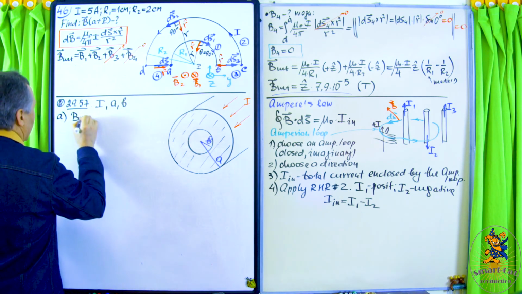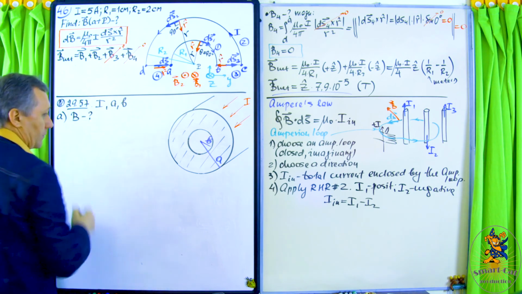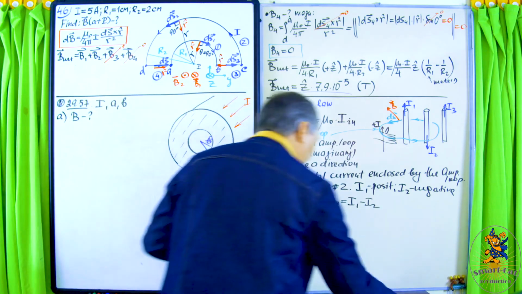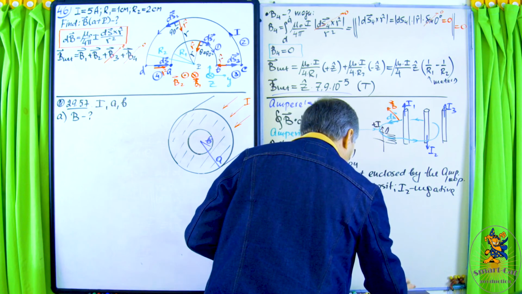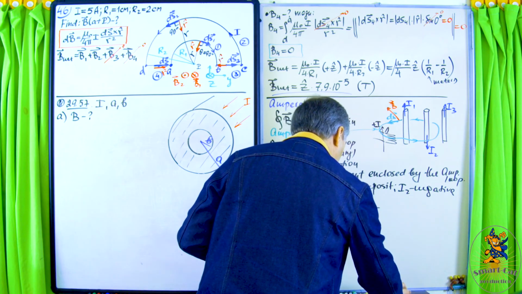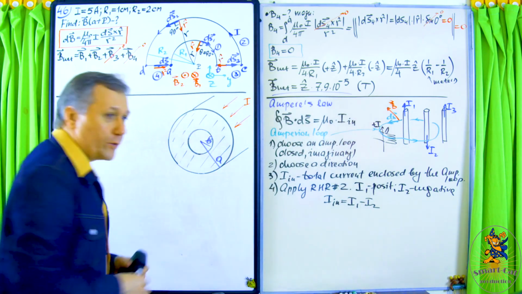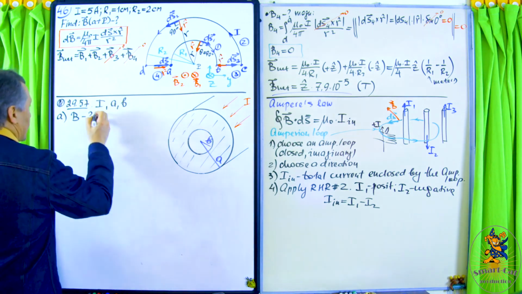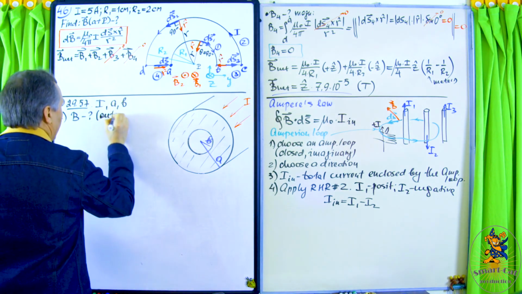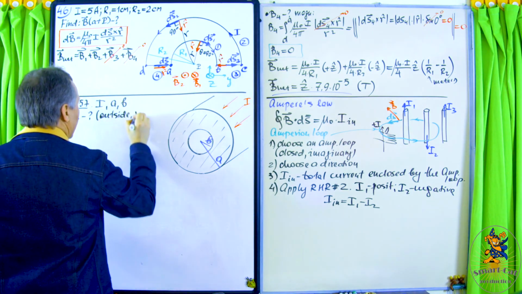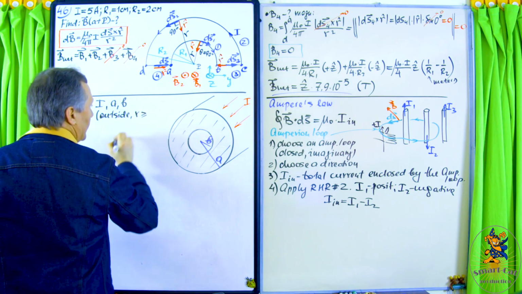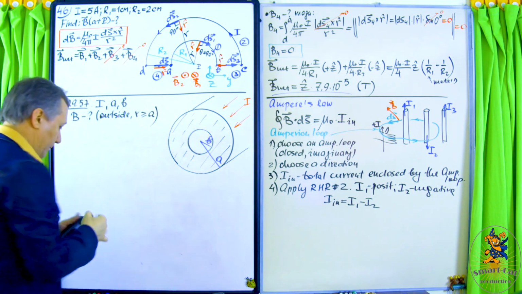So in part A, let's find B. Oh, we didn't even finish this. Okay. So first we will have to find B outside, where R is larger than or equal to A.